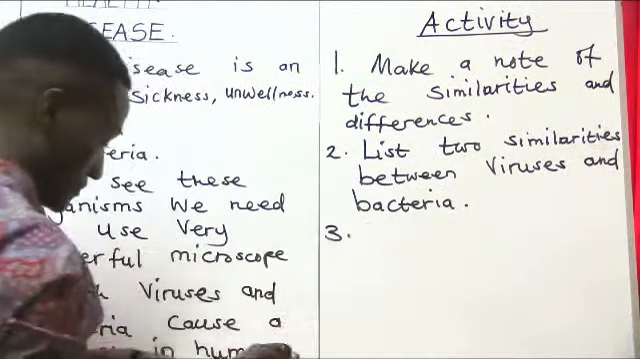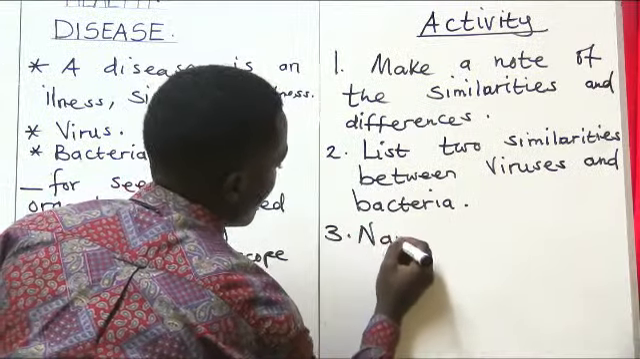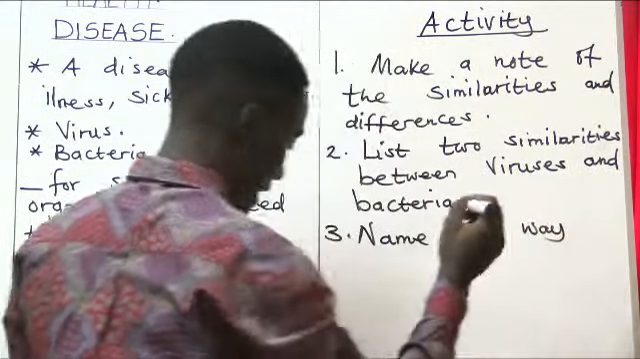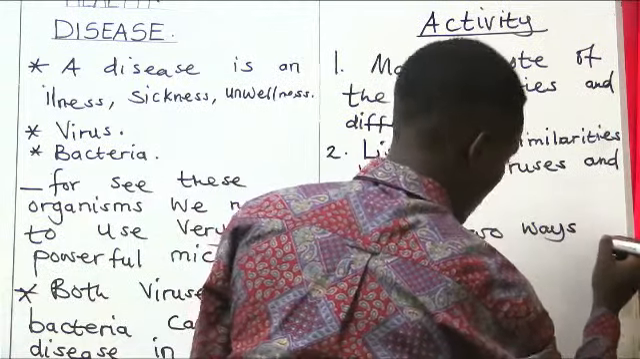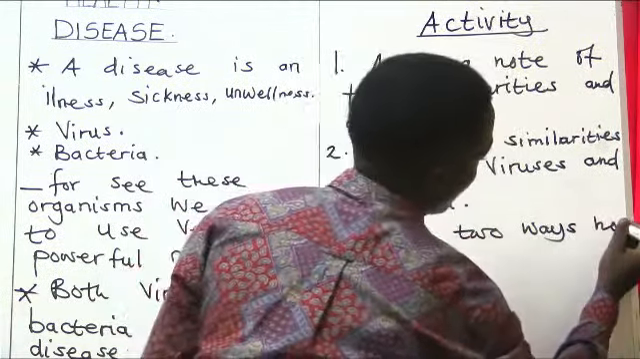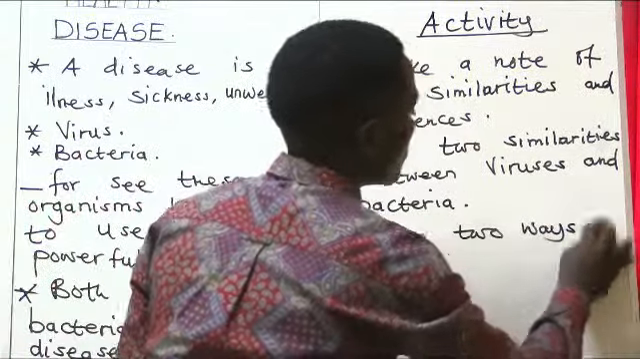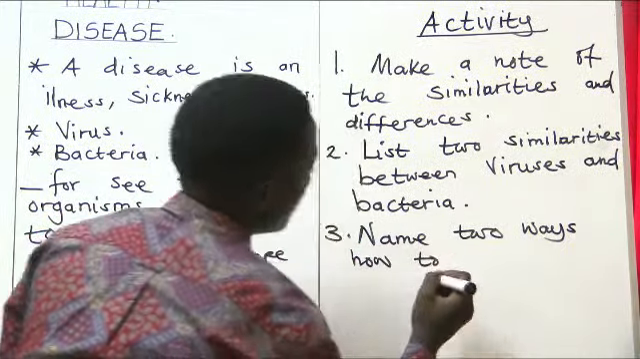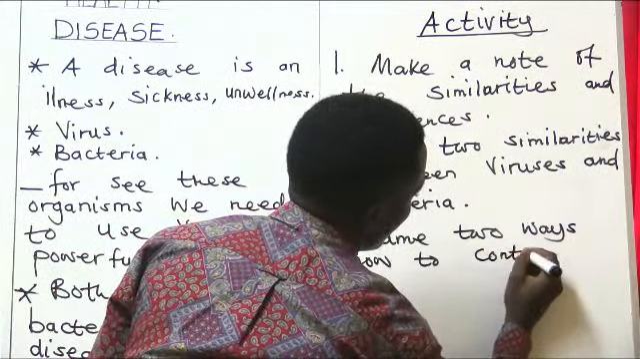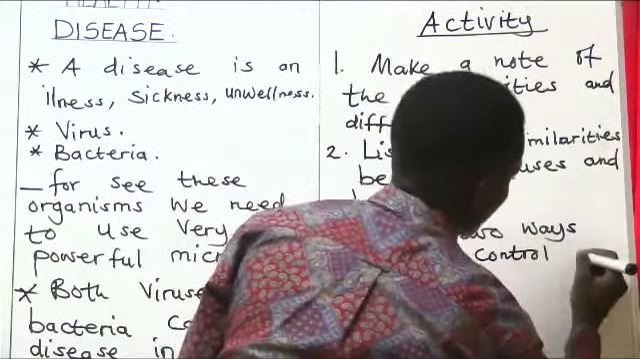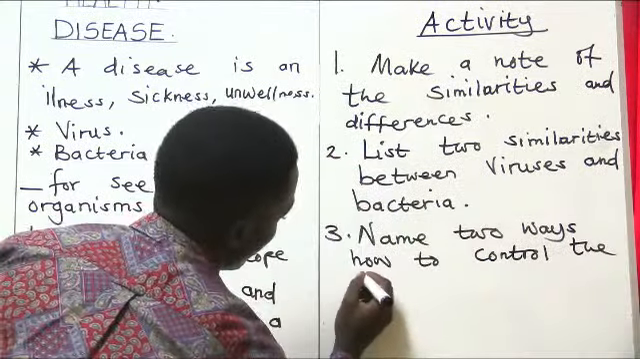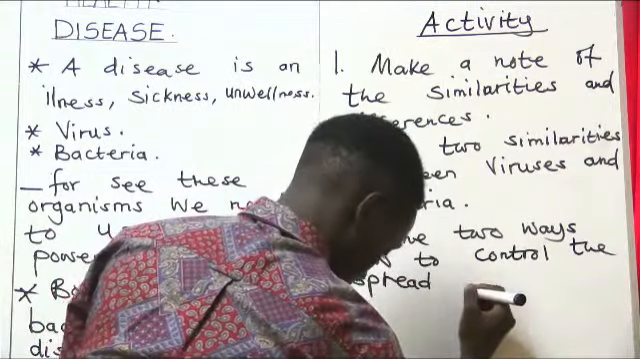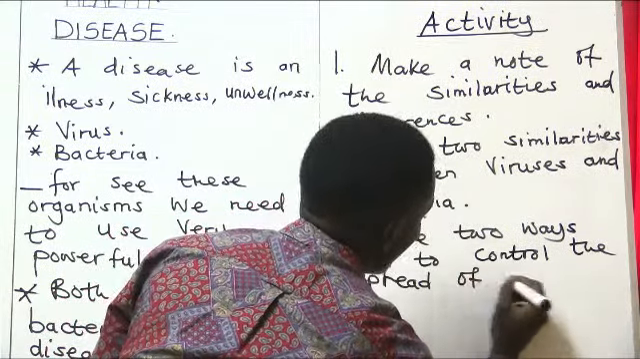Number 3, name 2 ways how, okay, space is too small, how to control the spread of bacteria.